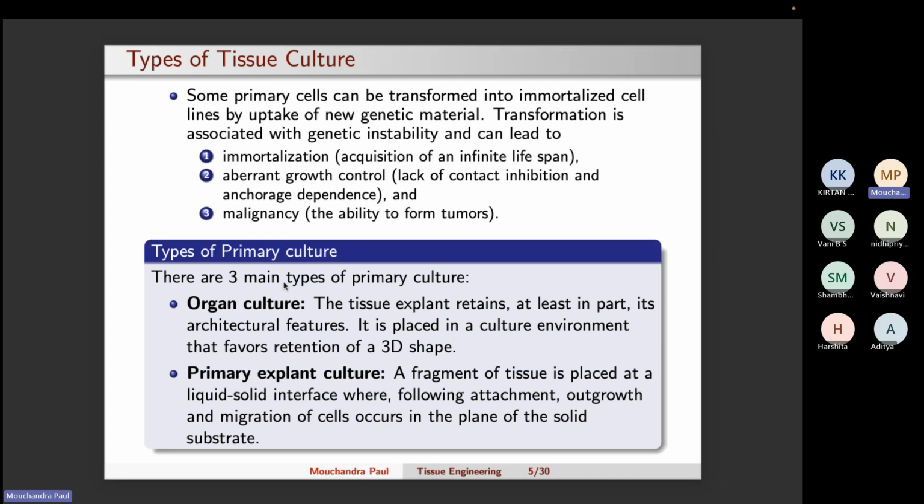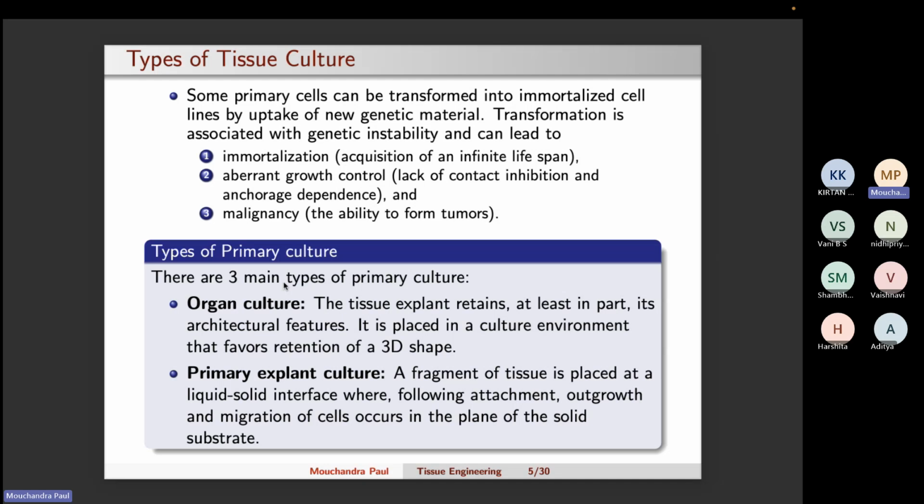Some primary cells can be transformed into an immortalized cell line, as I said, by uptake of new genetic material. It means you introduce a new gene that can get embedded into its chromosome and generate a new set of proteins that will give the cell the ability to grow continuously, to become immortal.